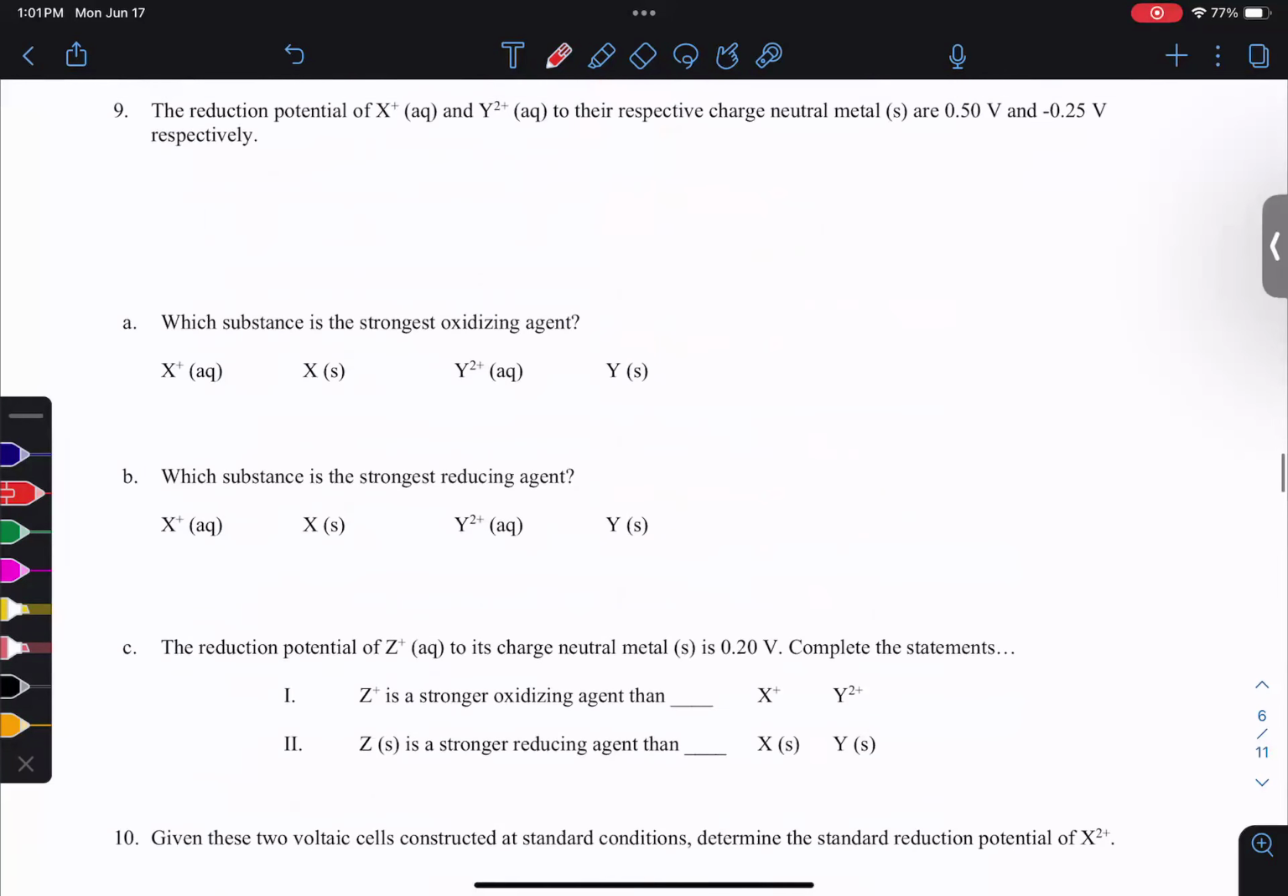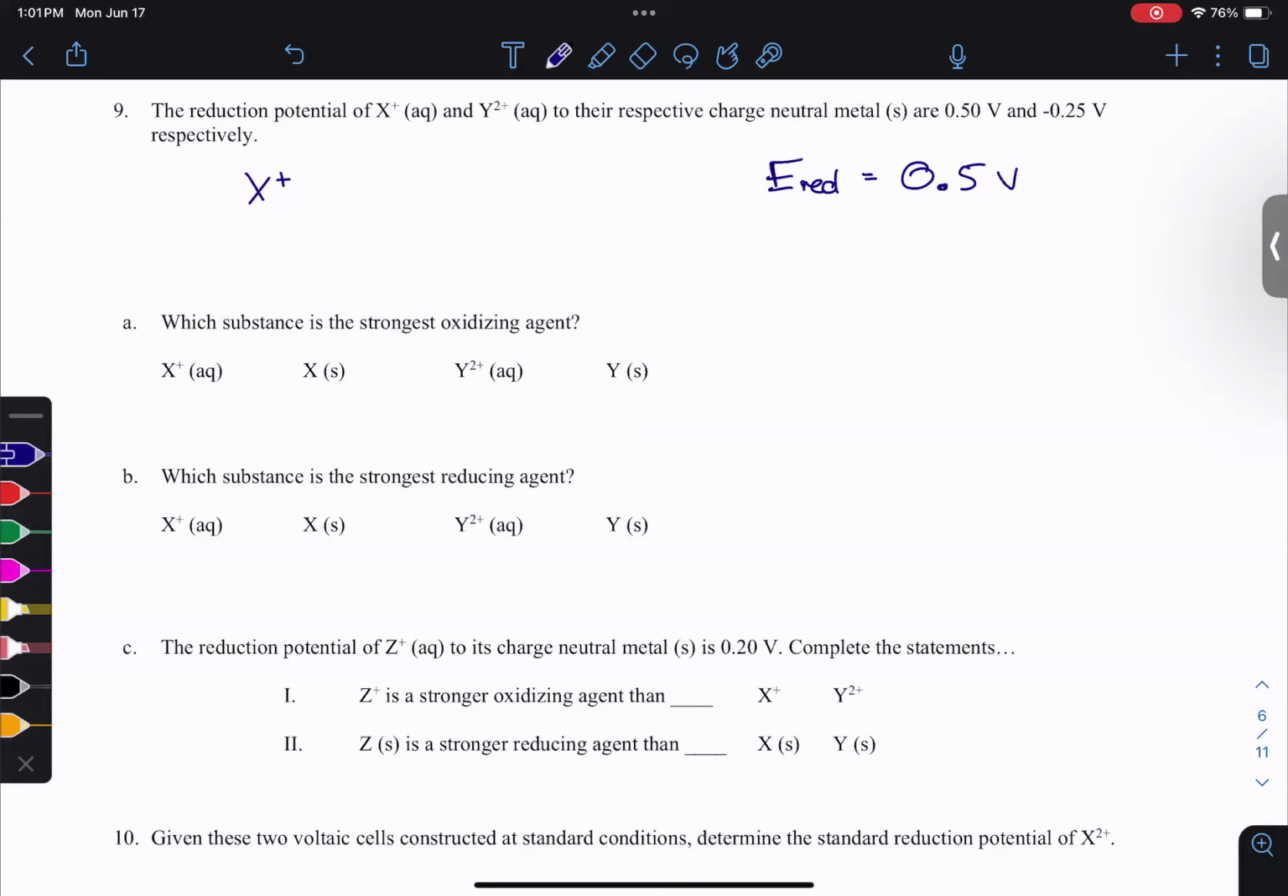All right, so here's some conceptual things. The reduction potentials of X plus and Y2 plus to their neutral metals are 0.5 and negative 0.25, respectively. What can we deduce about these things? What might help us is if we write the reduction potentials, right? So we're going to start with this first reaction. We start with X plus. This has a reduction potential, I already tell you, of 0.5 volts.